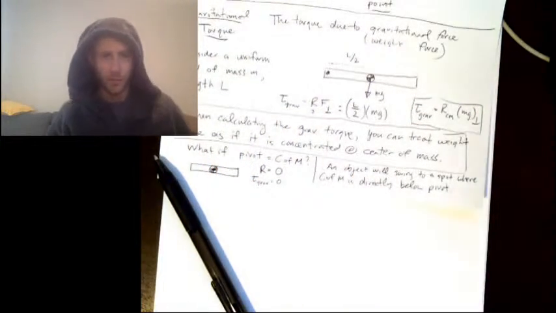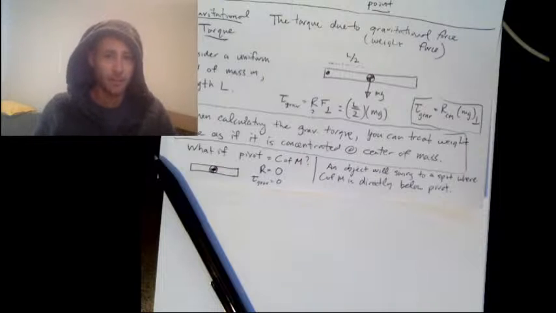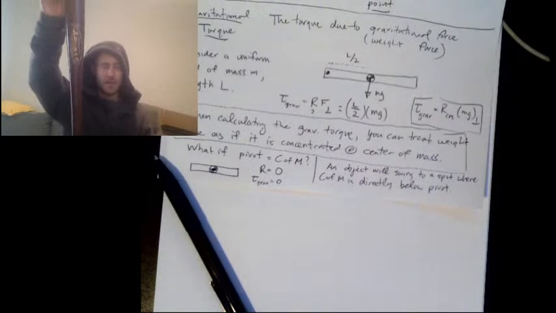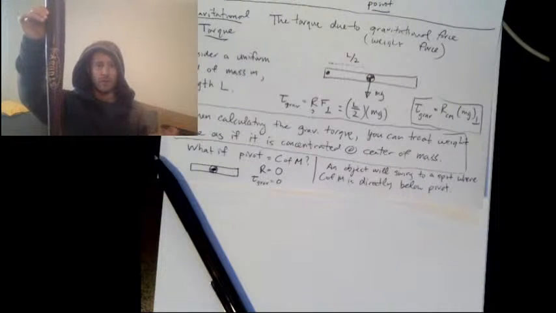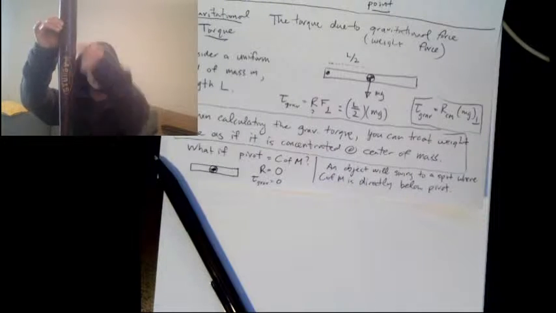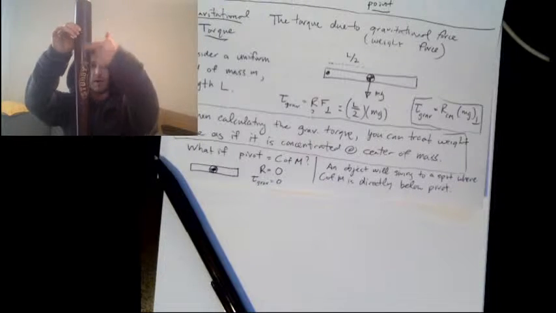Okay, so that's a useful piece of information. Why is that? Well, if you think about it, it's going to swing to a location where the center of mass is directly below the pivot. Why is that? Well, let's say the center of mass is right here. Then the line connecting the pivot to the center of mass is vertical. There's a vertical line connecting the pivot to the center of mass.